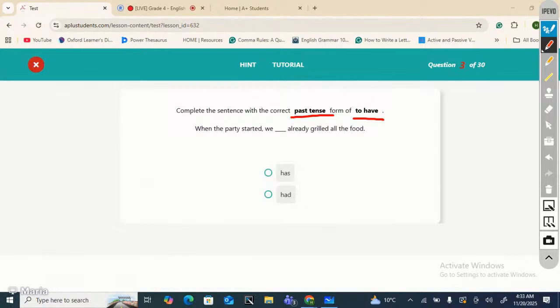Yes, Matthews, you're right. It's option two because we have to write the past tense form of the verb to have, and that is just one: had. When the party started, we had already grilled all the food. Good job.